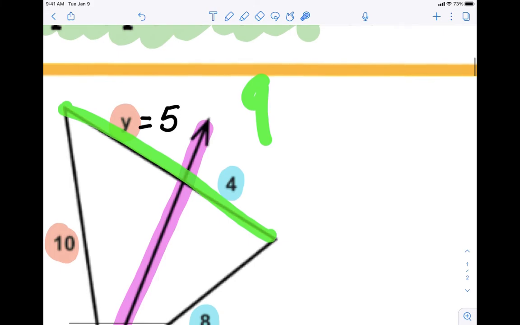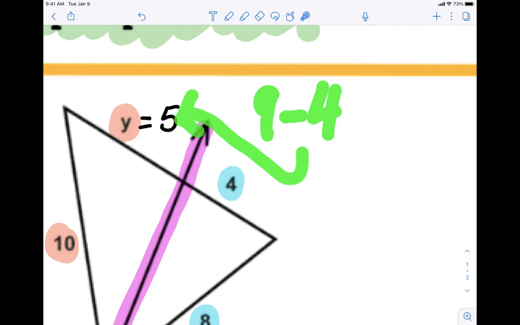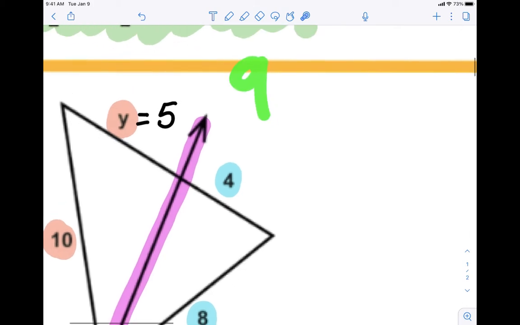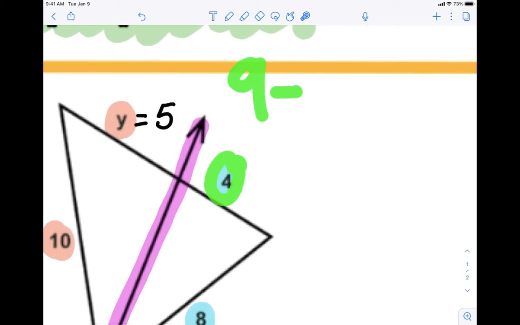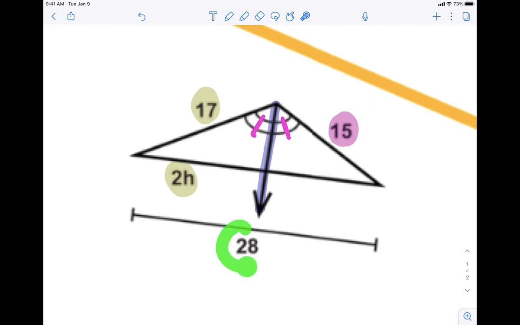Well, how do I get 5 from 9? Look, 9 minus 4 is equal to, look at that, 5. So I took the total, which was 9, and I subtracted what I have, which is 4, and that gave me my missing side. So the total minus what I have will give me my missing side. So what is my total here? My total is 28 minus what I have will give me that right there.